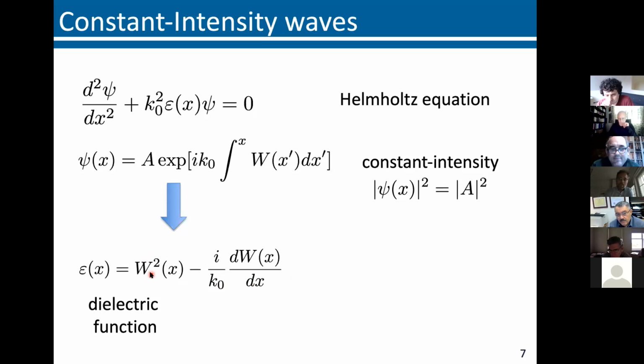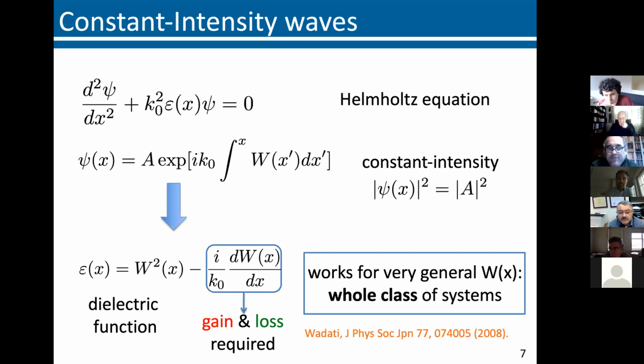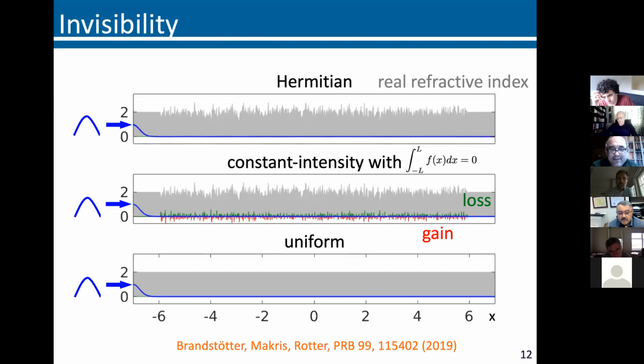structure unidirectionally invisible. So my question is, if I look at your pictures, I have the feeling this gain and loss is a derivative of your original structure somehow. Exactly. So this is also part of the intuition. If the potential varies strongly in the real part, it also means that the derivative is very strong, which means you have to add a lot of gain and loss to compensate for it.